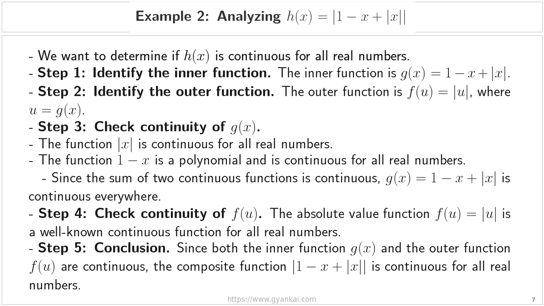While this example demonstrates a successful application of the theorem, it is not always this simple. In the next slide, we will discuss some common mistakes students make when analyzing these functions to ensure you avoid those pitfalls.